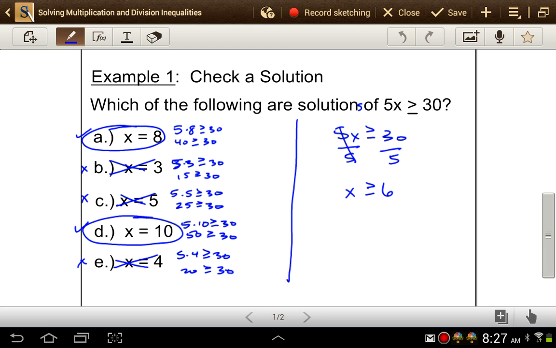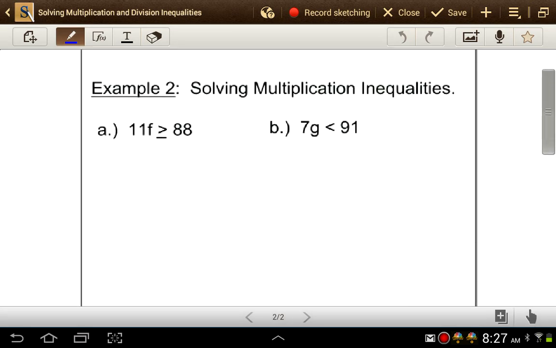Okay, in example 2, solving multiplication inequalities. All right, I kind of went over that a little bit in the last one, so we're going to solve these, and then with all of ours we need to graph them.